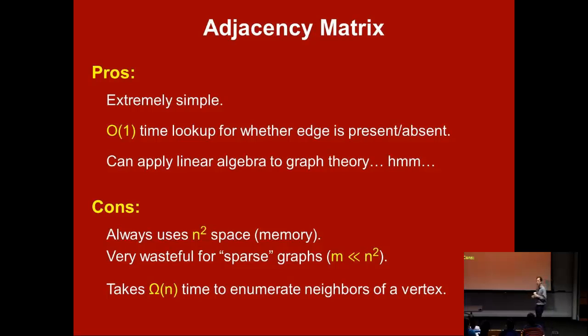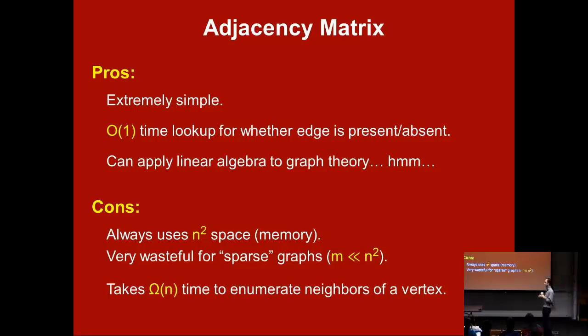What about some cons? Downsides? Well, you already gave one. OK, so two suggestions. It's very space inefficient, because it always uses pretty much exactly n squared memory, right? Because you make an n by n matrix. And sometimes that's OK, but it can be very wasteful if you have a sparse graph, where m, the number of edges, is a lot less than n squared.